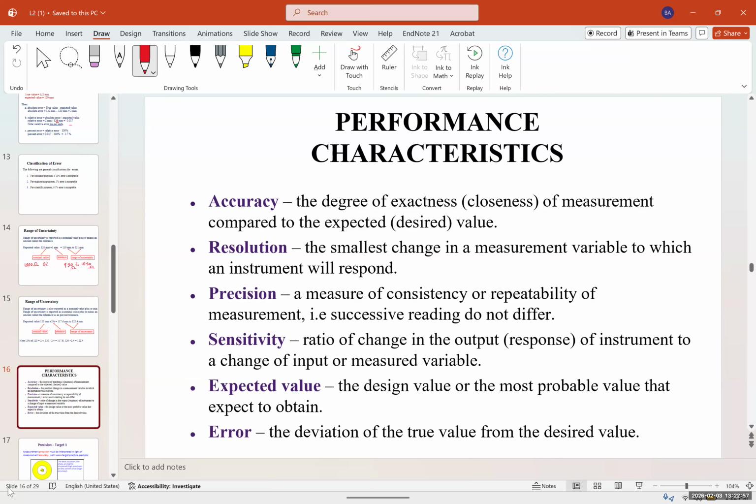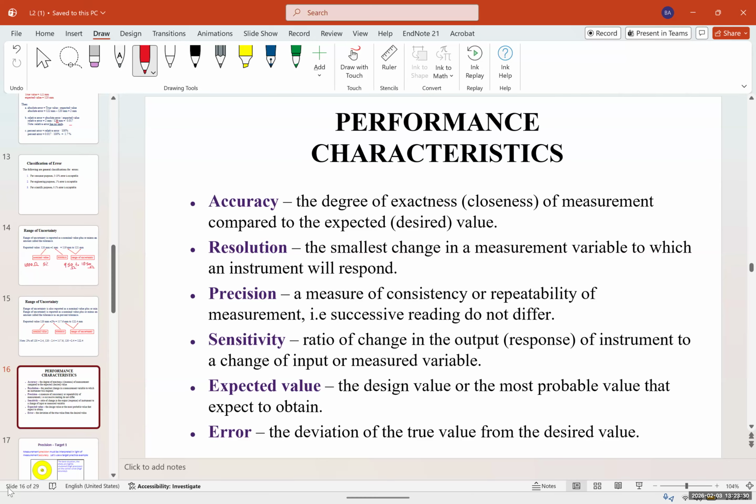Then we have sensitivity, the ratio of change in the output response of an instrument to a change of input or measured variable. We have the expected value, which is the design value or the most probable value that we expect to obtain. And finally, we have error, which is the deviation of the true value from the desired value. Now, what is the difference between accuracy and precision?